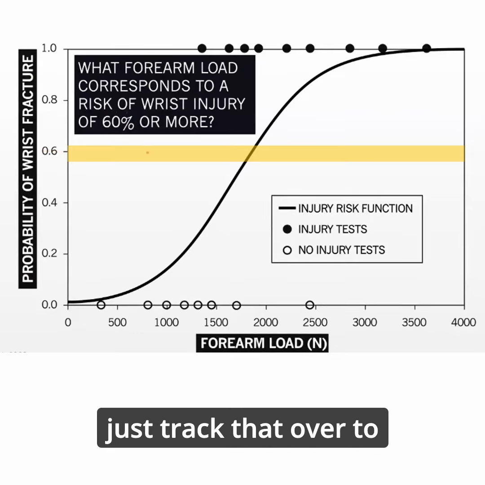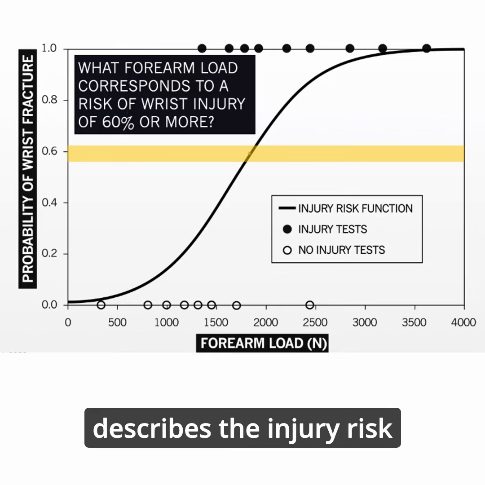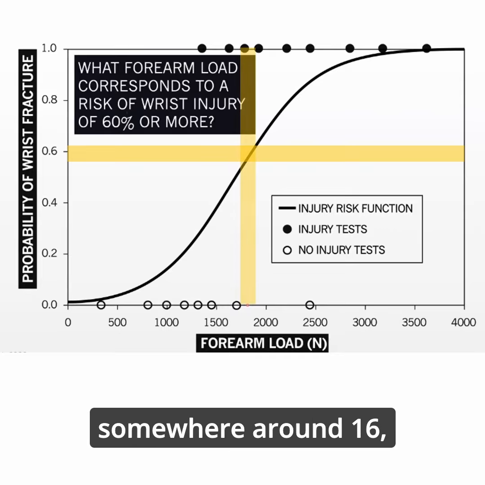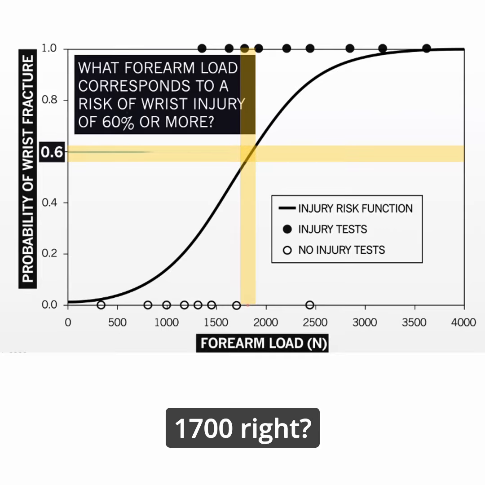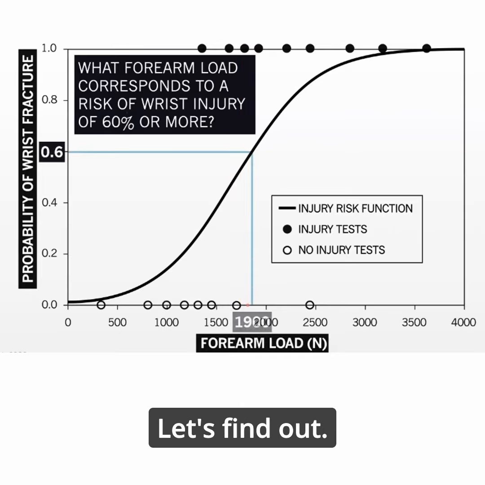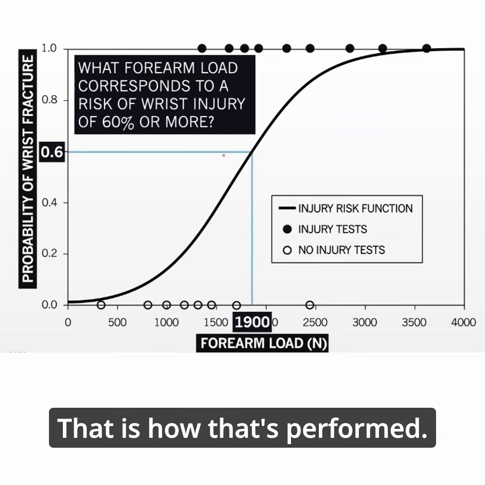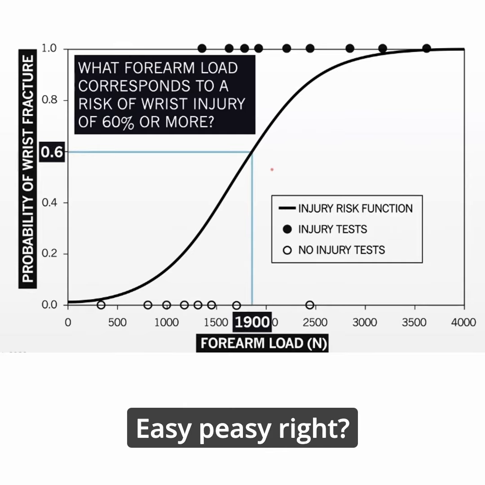And we can just track that over to our function that describes the injury risk and go down. So it should be somewhere around 1700, right? Let's find out. About 1900. That's how that's performed. Easy peasy, right?